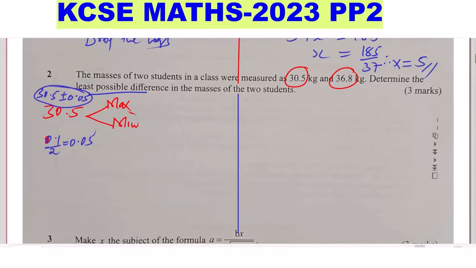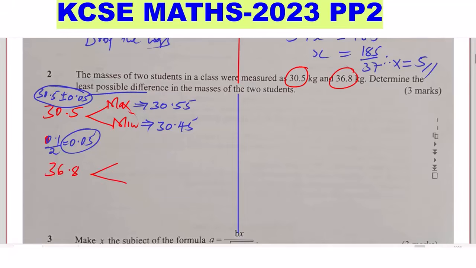30.5 plus or minus 0.05. So if you want to get, for example, the maximum of 30.5, we simply add 0.05 and this will give 30.55. If we want to get the minimum of 30.5, we subtract 0.05. This one will give 30.45. That is for 30.5. What about for 36.8?